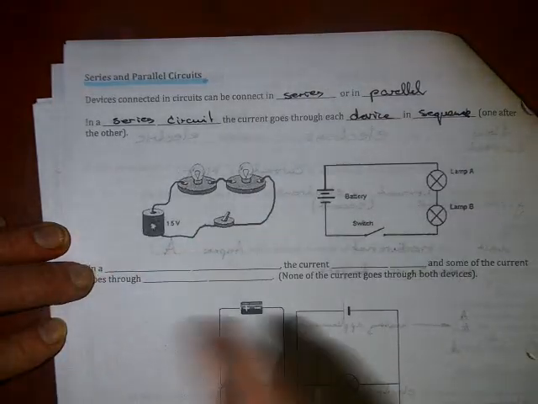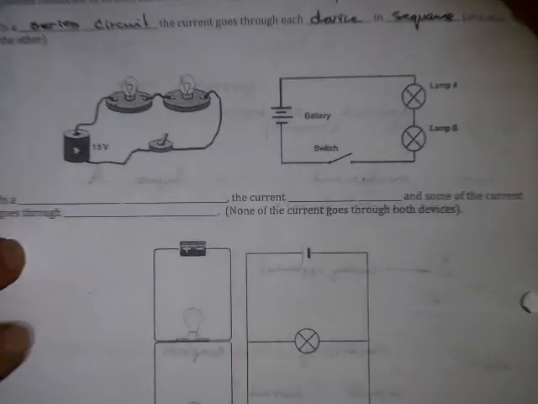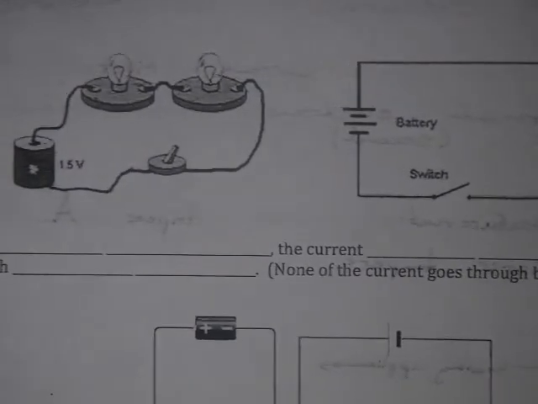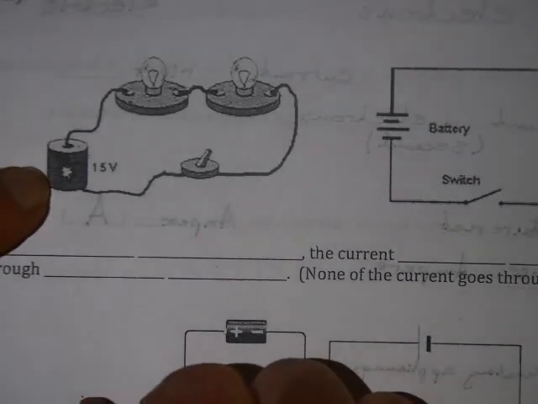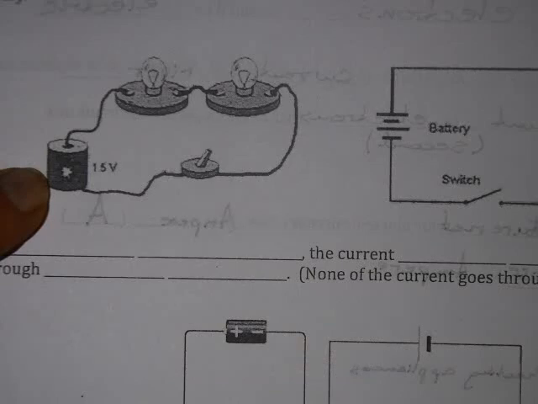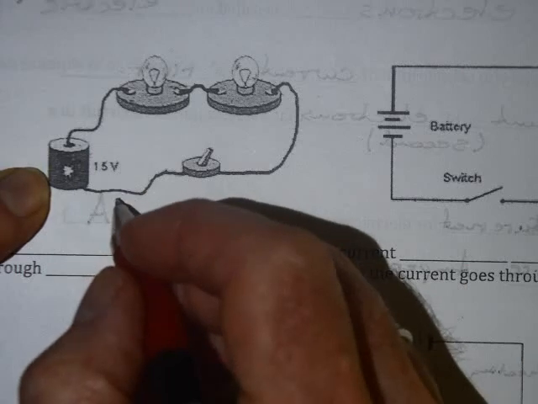So here we have, here's a picture. I'm going to go in a little bit. Oh, that didn't help. Okay, so here we have a 1.5 volt battery. I don't know if you knew this or not, but batteries are 1.5 volts. Okay, at least the ones you put in a flashlight are.